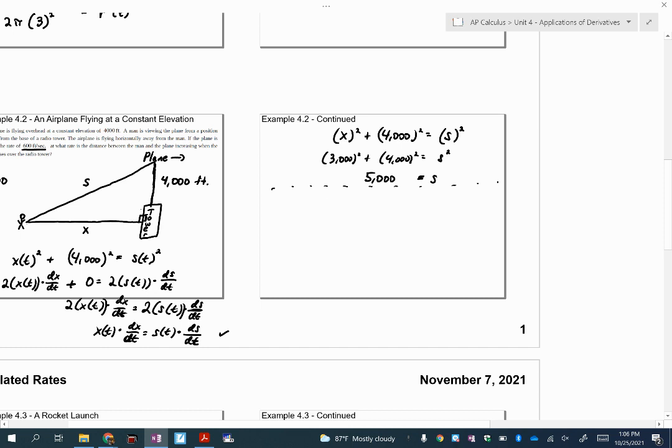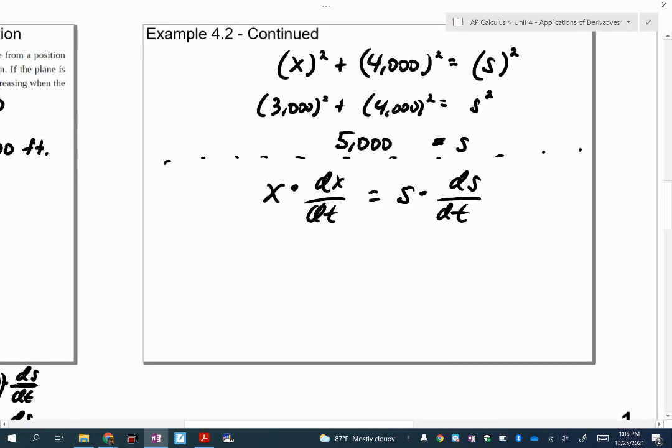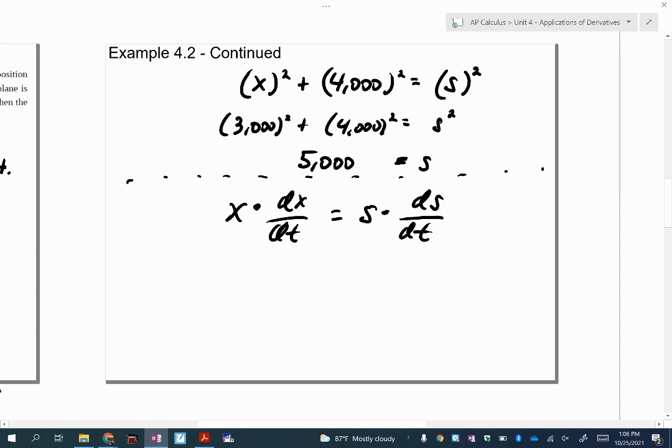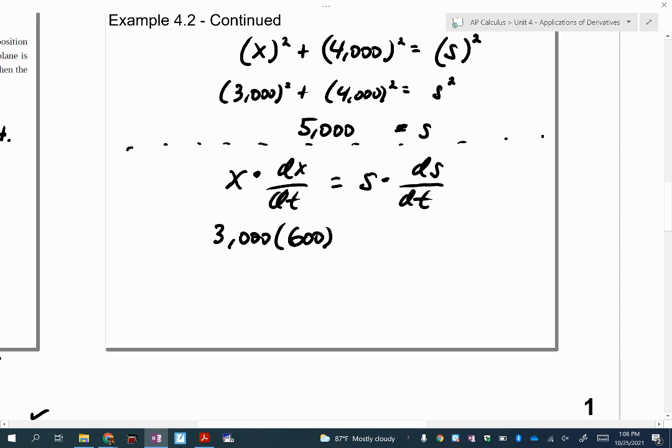So I'll write that equation again. I've got x times dx over dt equals s times ds over dt. Okay, so I'm going to plug in the stuff that I know. I know x is 3,000. The rate at which the plane is moving away is 600 feet per second, that's the speed of the plane, equals 5,000 feet, the distance from the man to the plane, times ds over dt. And now to solve for the rate at which the distance between the man and the plane is increasing.